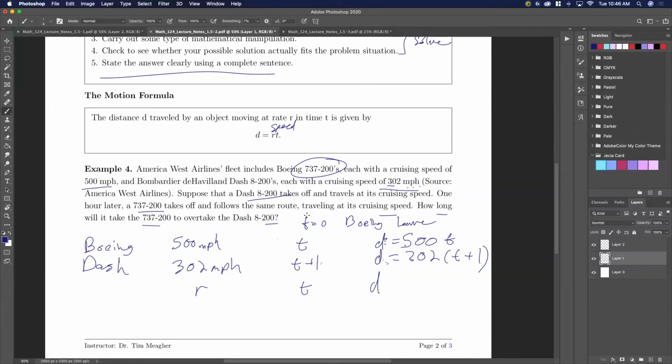So let me create a little bit more room real quick. Let's get rid of this, let's get rid of this, let's get rid of this. And I'm just going to set these two equal to each other. 500 times time equals 302 times time plus 1, okay? So at zero time, the dash is 302 miles away. We want to find out when this becomes the same time, so we just solve.